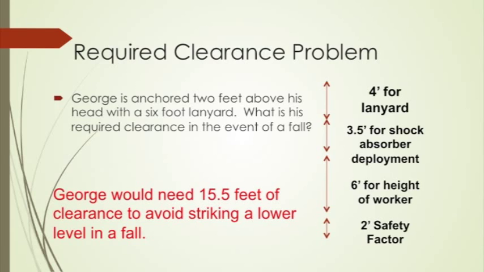The anchor point that is selected has a lot to do with required clearance. The anchor point should always be at chest level or above. A 6-foot lanyard that is anchored at foot level would result in an 11-foot free fall and exceed the 6-foot limit. It is important to understand how anchor points will affect their required clearance.